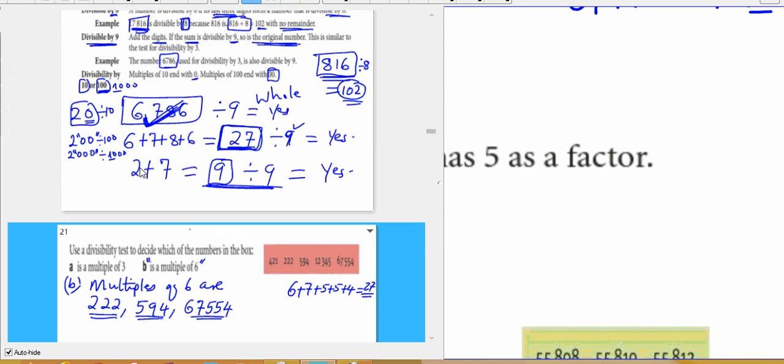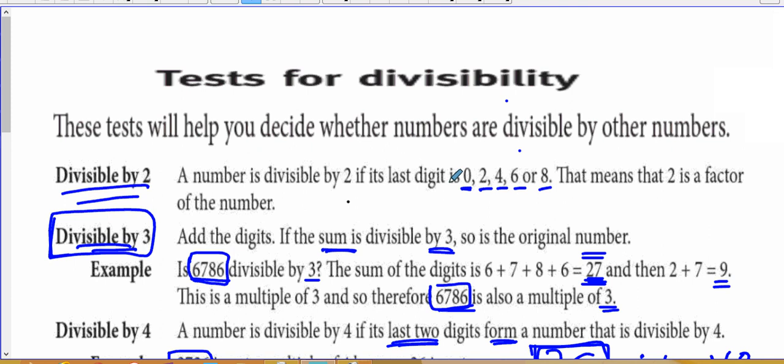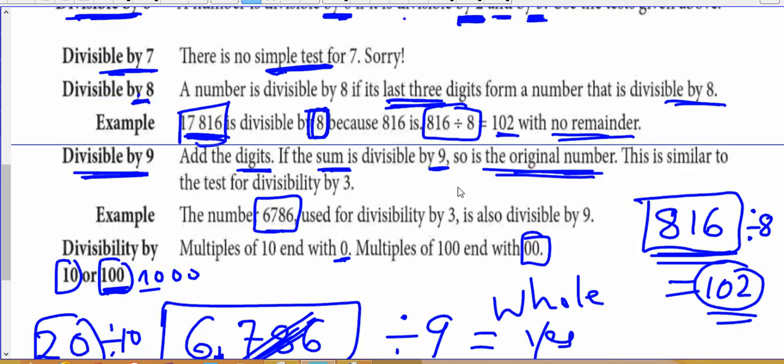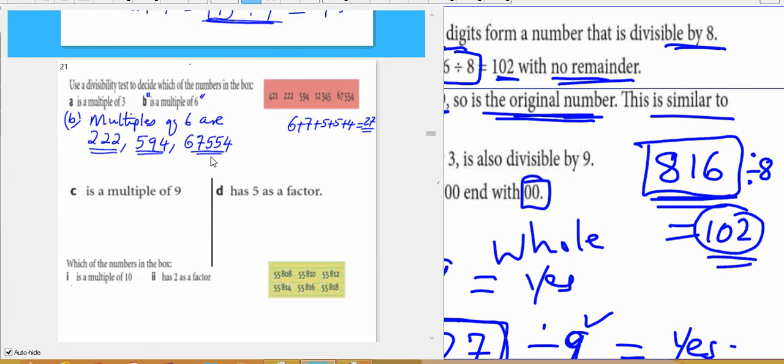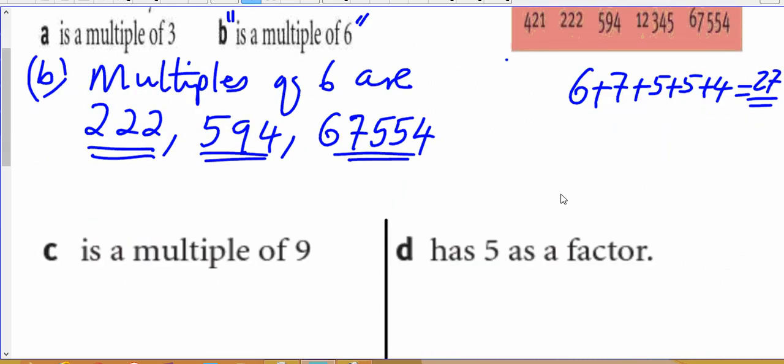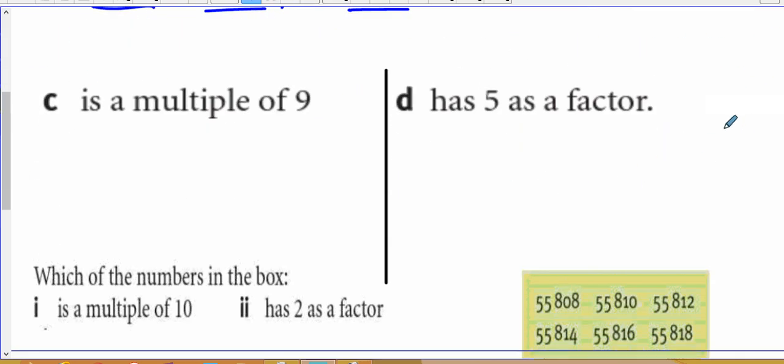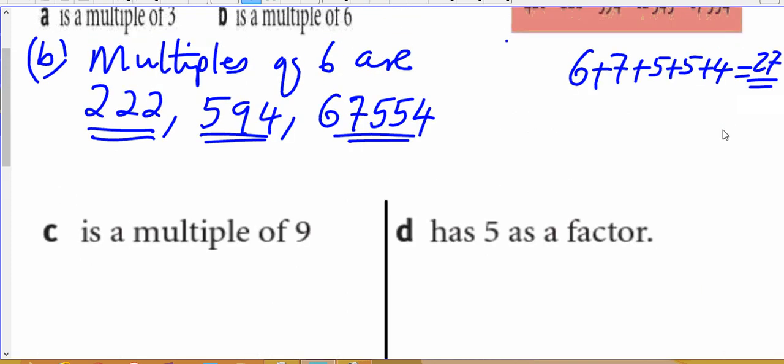Let us try to refresh our memory. We said that a number is divisible by 9 if, when you add the digits, the sum is divisible by 9, so the original number will also be divisible by 9. So this is similar to the test of divisibility by 3. I hope you have remembered the concept on how to find out whether the number is divisible by 9. Now let us see the numbers.